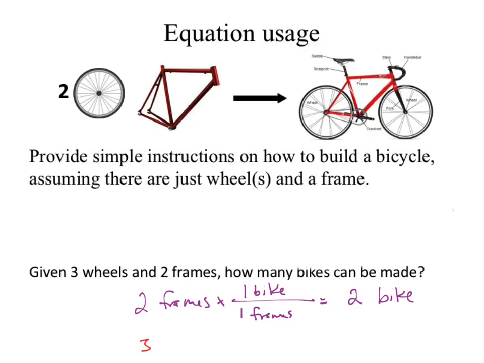Whoops, not frames. Was it three? Yeah, that was two frames. Three wheels times one bike, two wheels equals... Someone said one. That says 1.5. Well, you can't have a unicycle in a bicycle. You can't have 0.5 of a bicycle. I can't have half of a bicycle. That's a unicycle. That's a different unit. That's a different substance. So I can't do that. So I might agree with you and say one.